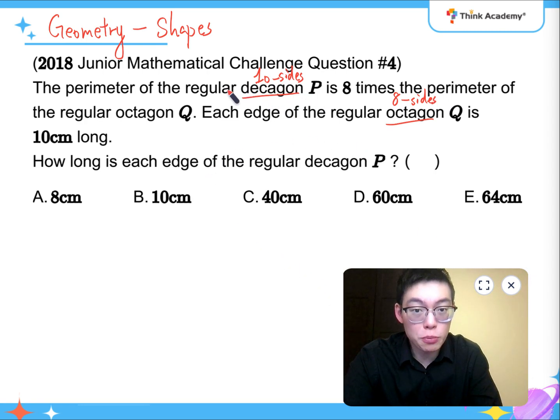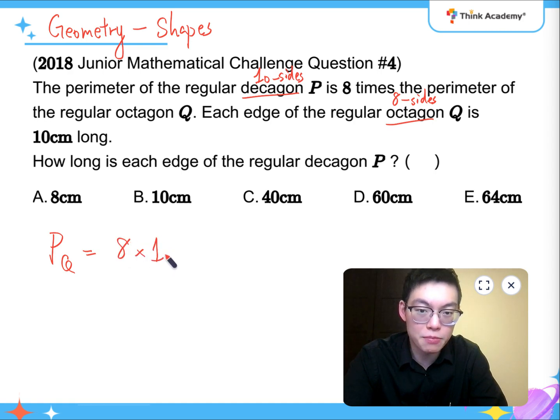And it says that the perimeter of a decagon is 8 times the perimeter of an octagon. So what is the perimeter of the octagon? Say the perimeter of Q. That's going to be 8 times 10 because the side length is 10 and it has 8 sides, right?